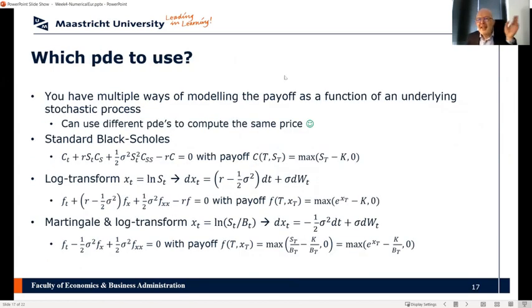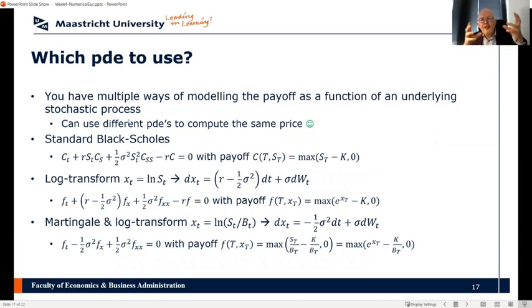I've been a little bit vague about stochastic process and partial differential equation. So the question is, what partial differential equation should we use as a basis for our finite difference methods? And the answer is you should choose the PDE that is most convenient to work with. So there are multiple ways of modeling the payoff as a function of an underlying stochastic process, X.